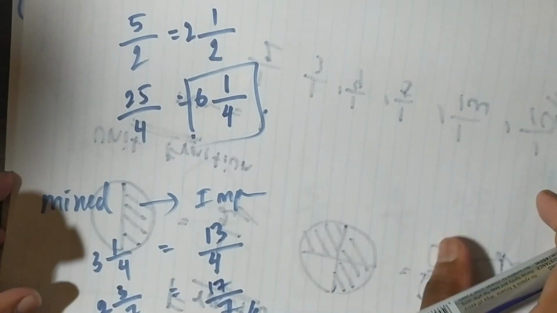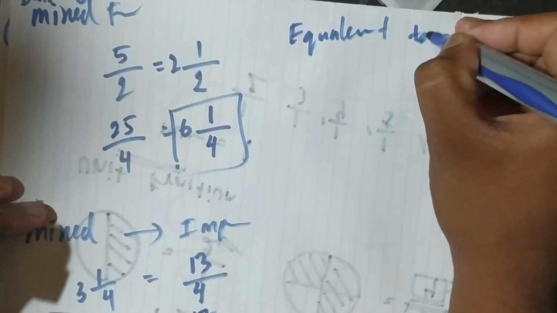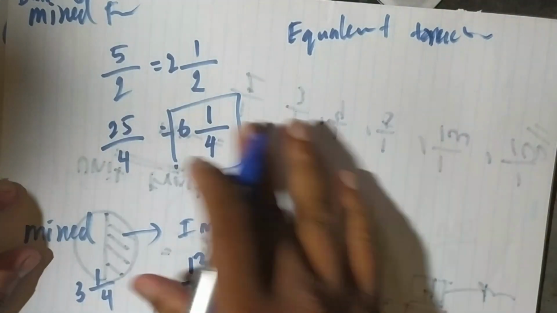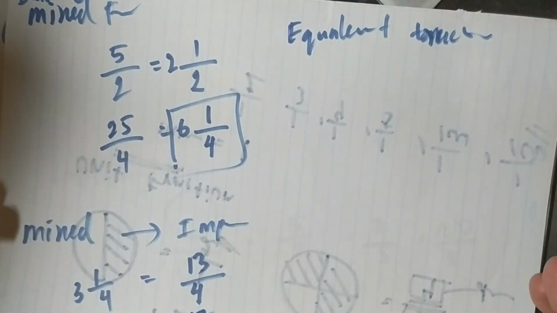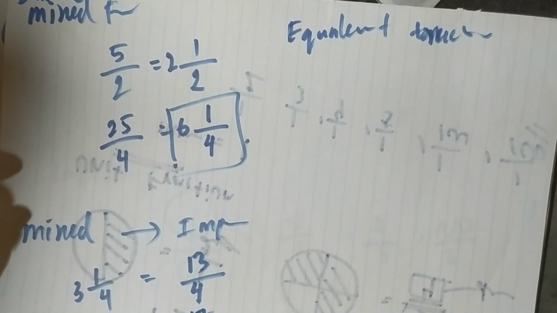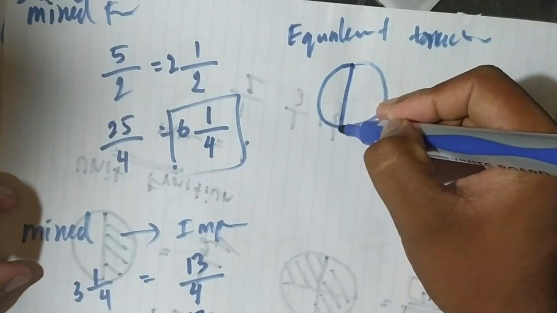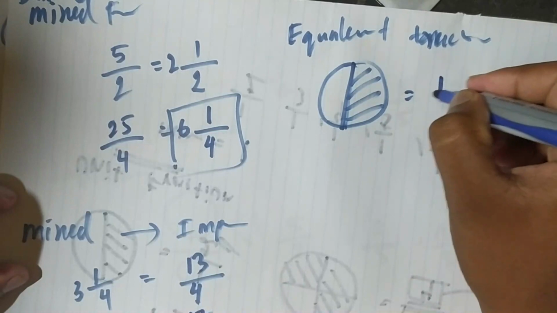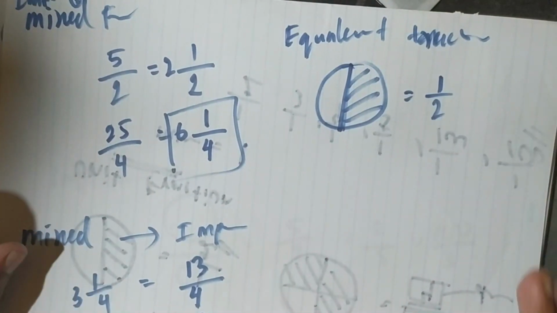So the next part in fraction is equivalent fraction. Equivalent fraction means equal fraction. That is what you call equivalent fraction. I'm just taking an example. In a piece of cake, I am cutting this into 2 pieces and I am eating 1 piece. So what is the fraction of this? 1 over 2. That means in these 2 parts I am eating 1 part, so 1 over 2.